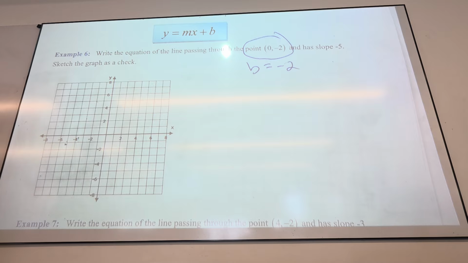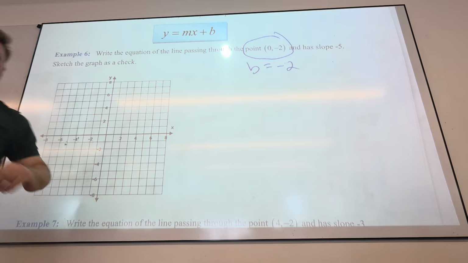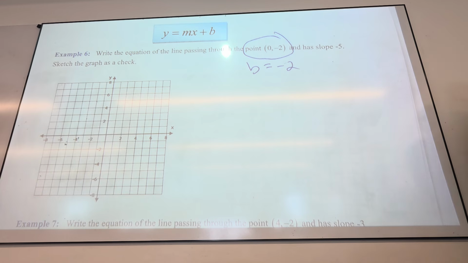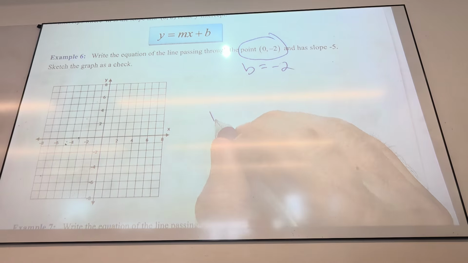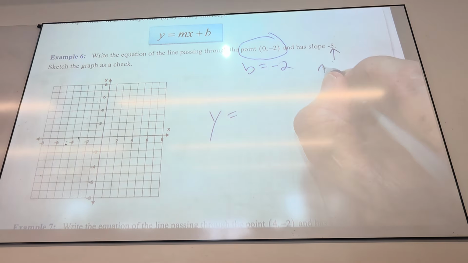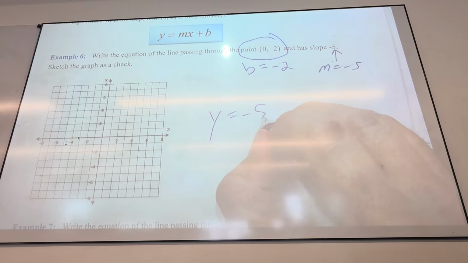Example 6 is like tears. Thank you, they just told me: here's b and here's m. I'm like, thank you. So can you write the equation of the line then? Yep. What is it? y equals -5x minus 2.